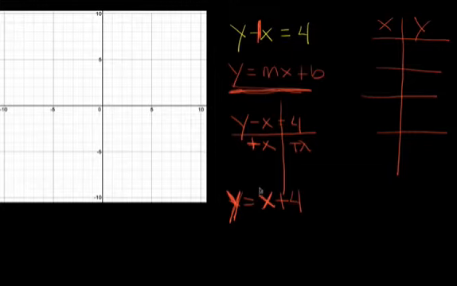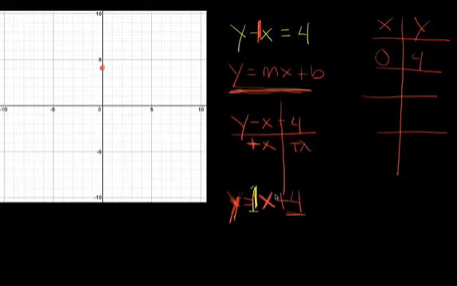Now, remember, our coefficient is 1. Our coefficient is 1. So y equals 1x plus 4. So real quick, let's find our y-intercept, right? This number right here. Y-intercept is 4. Okay? When x is 0, y is 4.